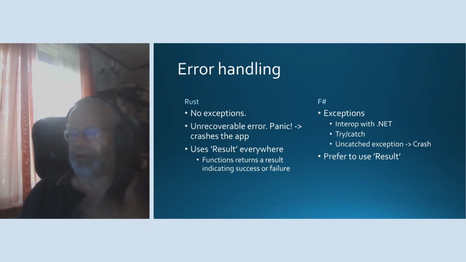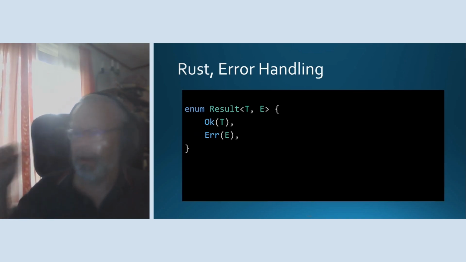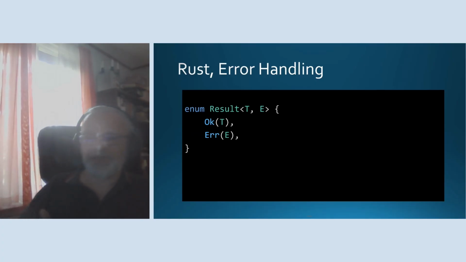In F#, there are exceptions because .NET has exceptions. We have to try catch or try with, as the keyword is in F#. And if we don't catch an exception, it will crash. But as F# developers, we like to use result instead as well. In Rust, a result is an enum with two values, Ok and Err.